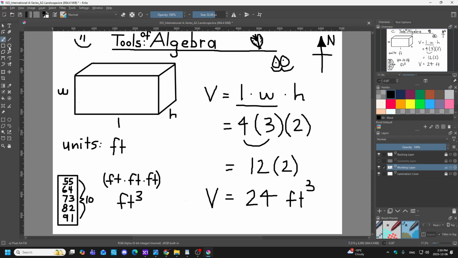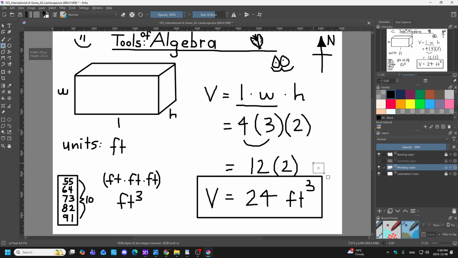Feet cubed. There we go. Good enough. 24 feet cubed.